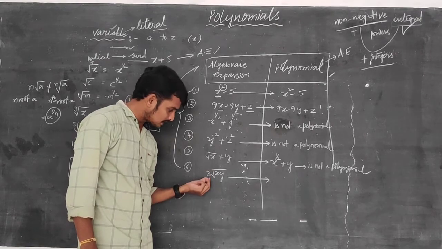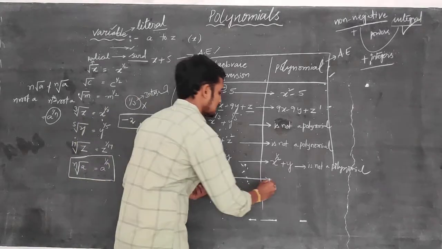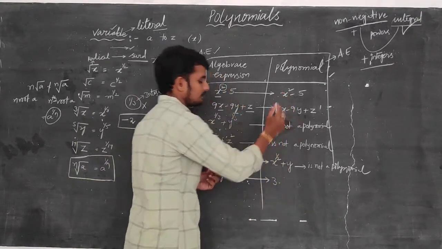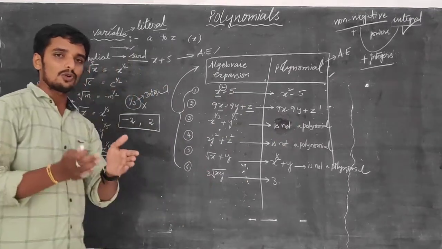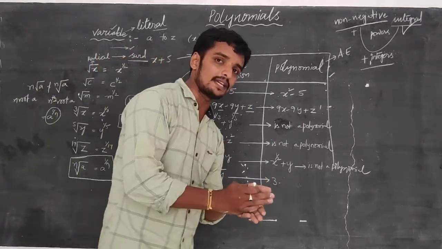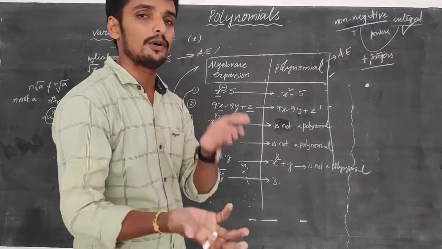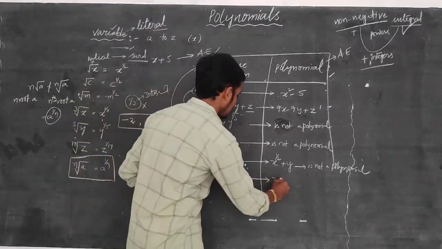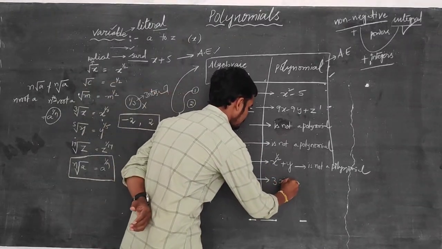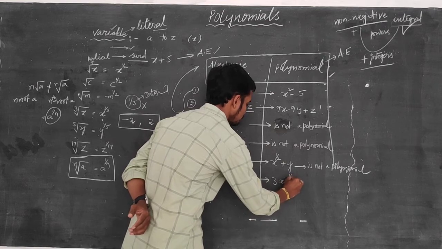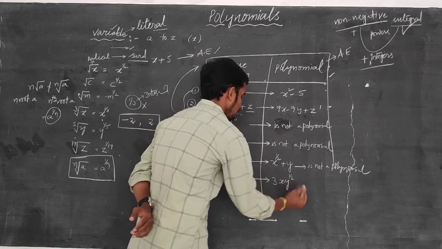That means 3 into root xy. 3 is a separate thing, so no need to touch 3. So root xy is in the form of a radical. Now we are converting to exponent form. How can we convert? The same way, we have xy to the power of 1 by 2.